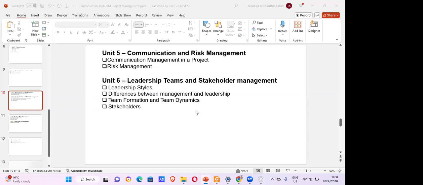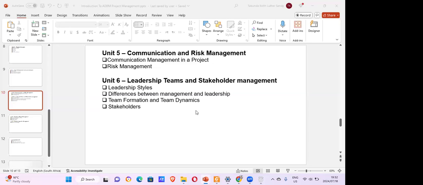Then we look at leadership, teams and stakeholder management. There we look at the leadership styles that are there. When we talk about leadership styles, we have a lot of them. We always hear people, maybe politicians, saying I'm a servant leader. So there is servant leadership. It's a leadership style. There is autocratic leadership and there is bureaucratic leadership. All those are different leadership styles that you find. We'll look at them in Unit 6. We'll look at the differences between management and what leadership is, right?